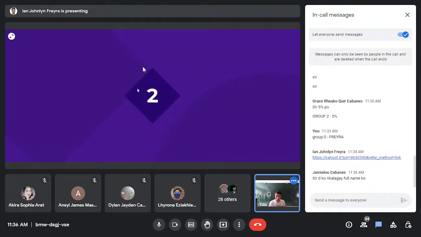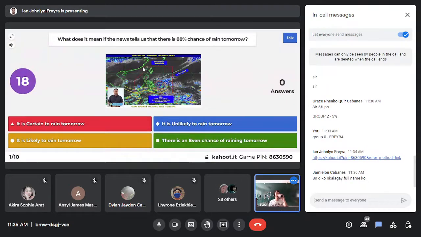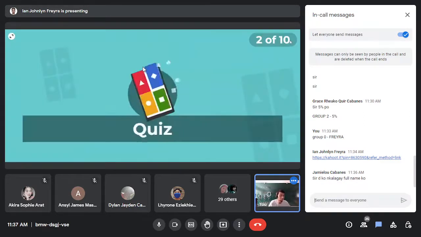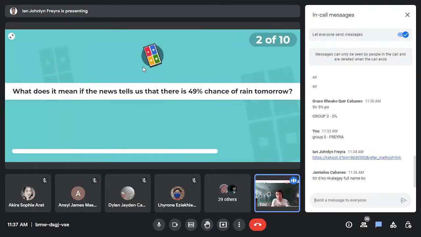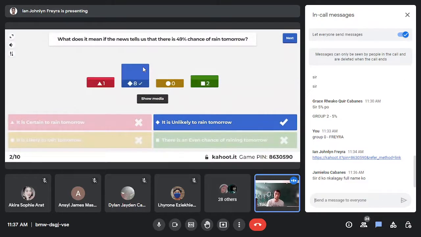Chances of rain probability. What does it mean if the news tells us that there is 88% chance of winning? Bilis sumagot. Oh, very good. 5 get the correct answer. Oh, si Dylan pa yung nauna. What does it mean if the news tells us that there is 49% chance of raining? Oh, very good.